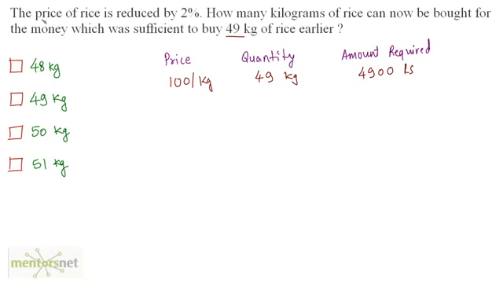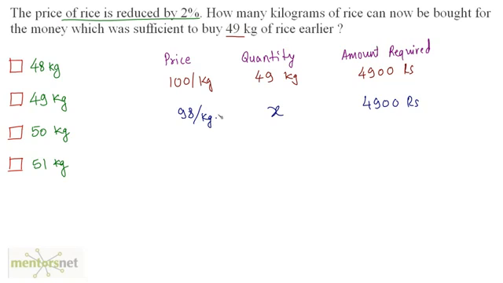Now it is said that the price of rice is reduced by 2%. So we are reducing the price by 2%, which means that the price now becomes 100 minus 2, which is 98 rupees per kg. Now we have to find the quantity if the amount is the same. So 4900 rupees is the amount, and with this amount how much quantity of rice can be bought?